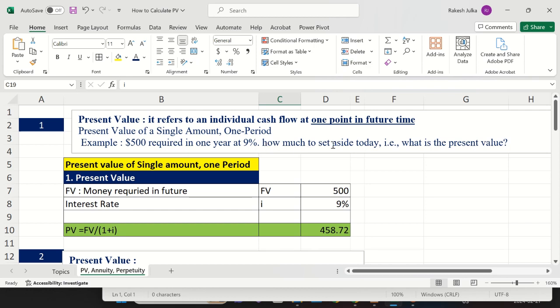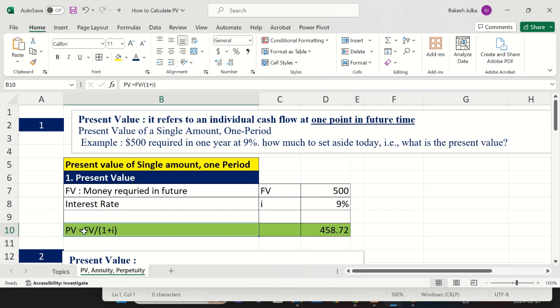How much do we set aside today so that in the future we will receive $500? So it means, what is the value of the $500 today, presently, right? So $500 that we will receive after 1 year. So now the $500 that I have put here, and 9% is the rate of interest, right? So this is the formula for this.